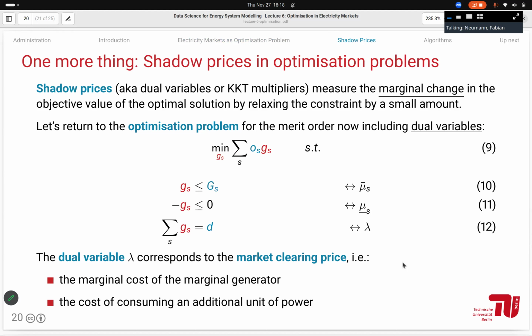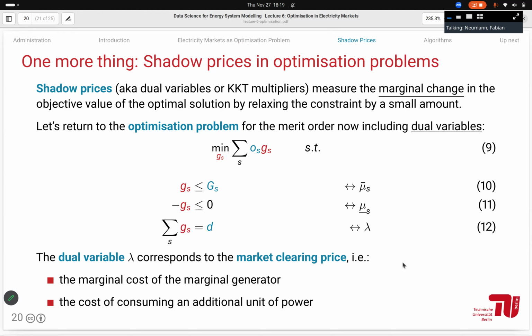There's one more component that I didn't introduce at the beginning of optimization problems, and these are shadow prices, also called dual variables or KKT multipliers, Karush-Kuhn-Tucker multipliers. I can refer you to textbooks for the theory behind them. I will just give you the interpretation of these values. These are values that you can get out of software, out of solvers that solve these optimization problems.